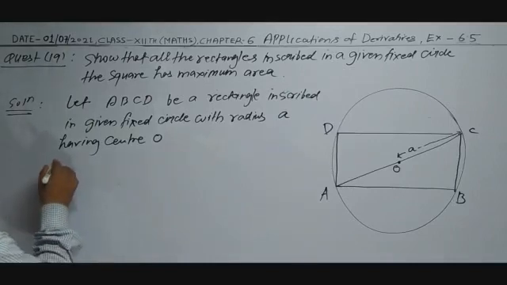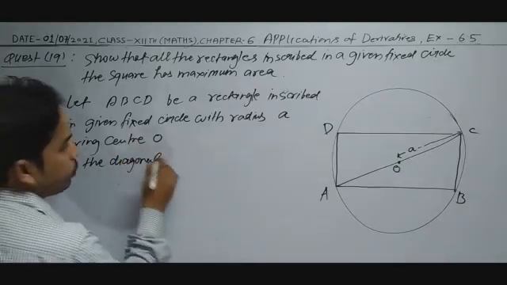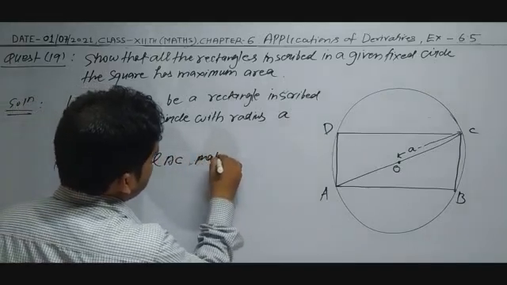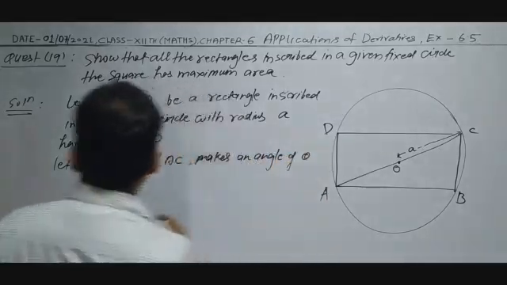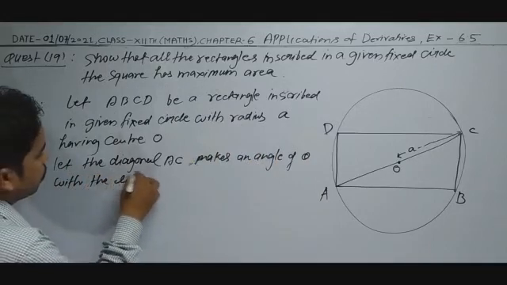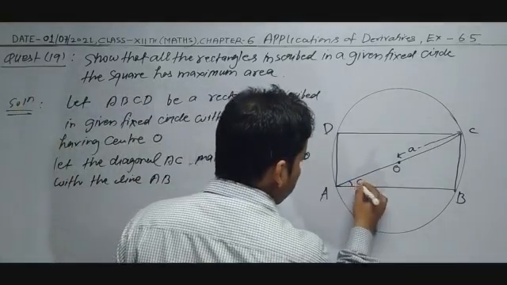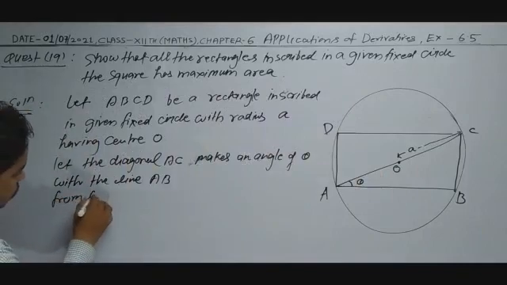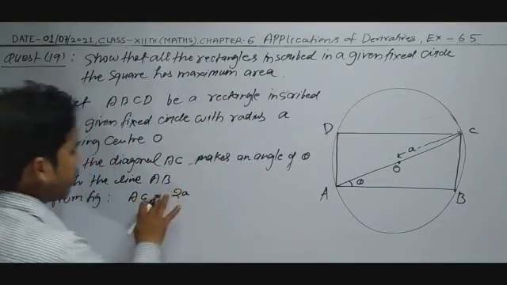Let the diagonal AC make an angle of theta with the line AB. So this is angle theta, and from the figure AC length will be equal to 2a.